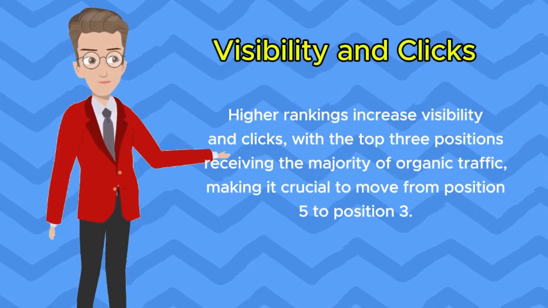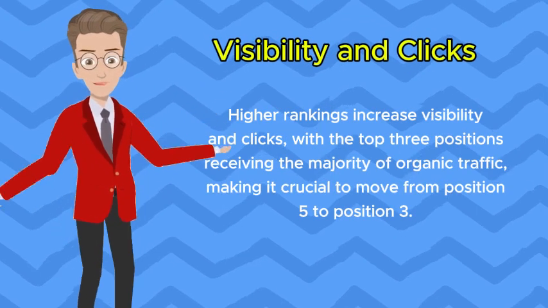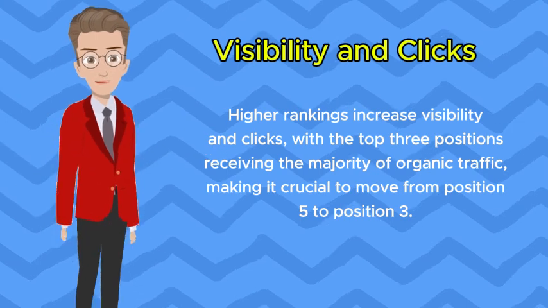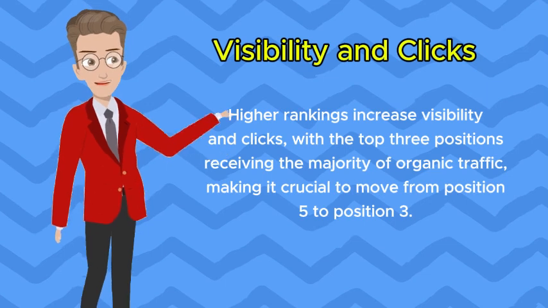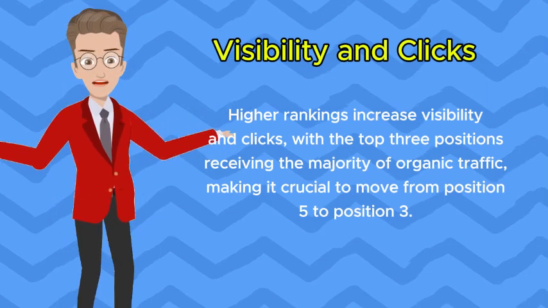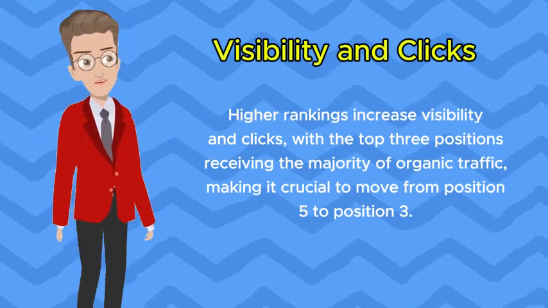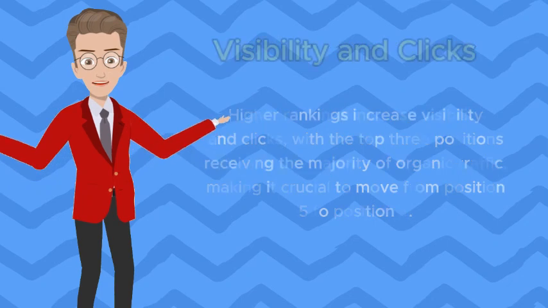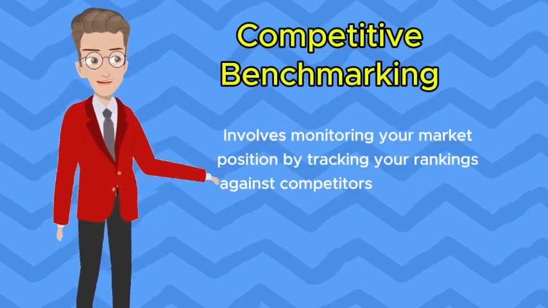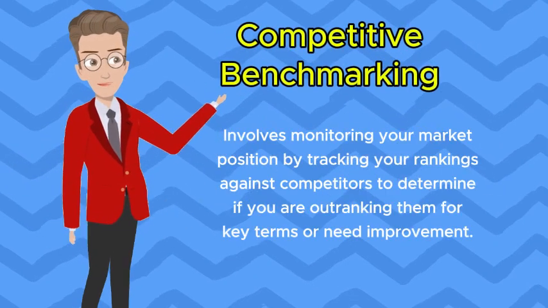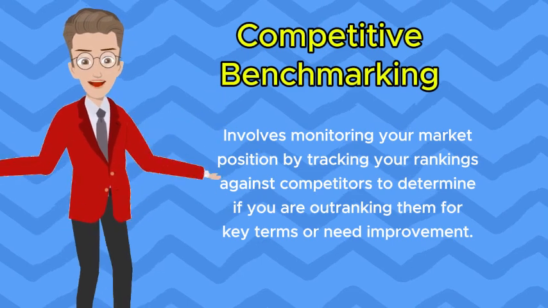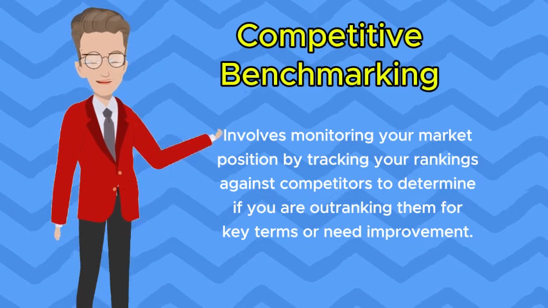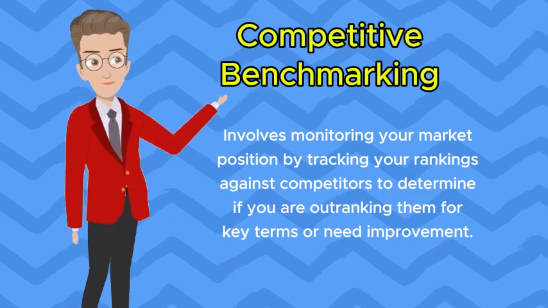Visibility and clicks. Higher rankings lead to more visibility and clicks. Studies show that the top 3 positions receive the majority of organic traffic. Example: moving from position 5 to position 3 for a high-volume keyword could significantly boost your traffic. Competitive benchmarking. Track your rankings relative to competitors to gauge your market position. Are you outranking them for key terms, or do you need to improve?